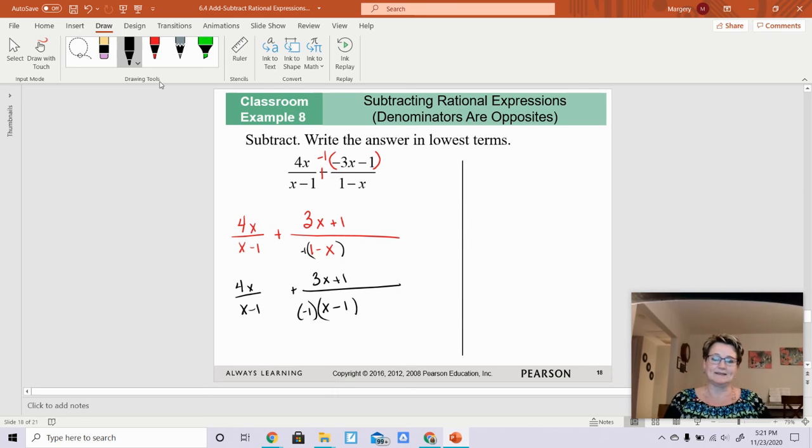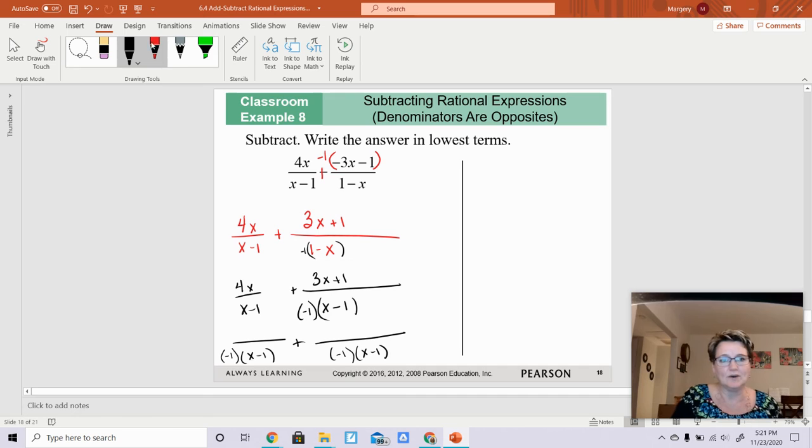Now if you notice, same problem, same everything. I got to get a common denominator. The common denominator is going to be a negative 1 and then an x minus 1. So what I need to do is here, what's missing here? The thing that's missing here is a negative 1. So I'm going to multiply this by a negative 1.